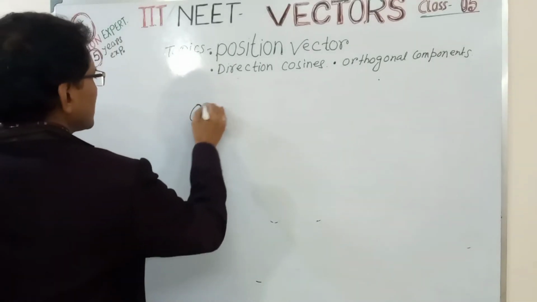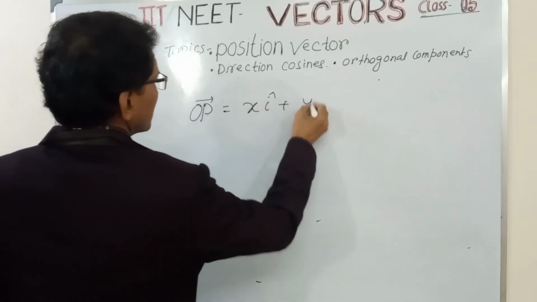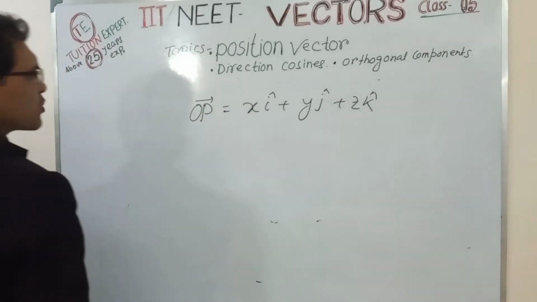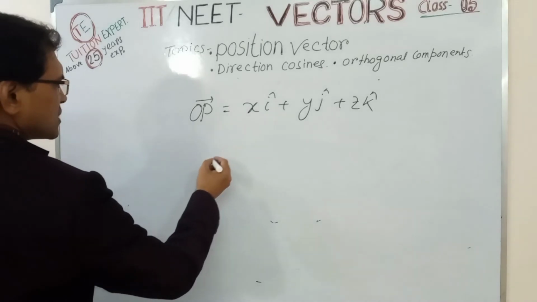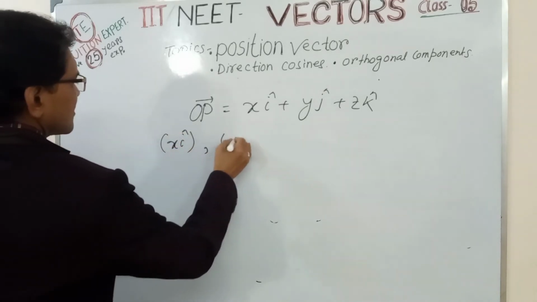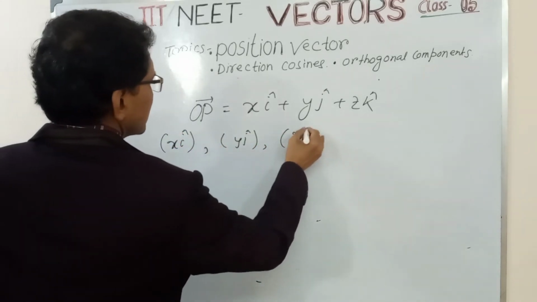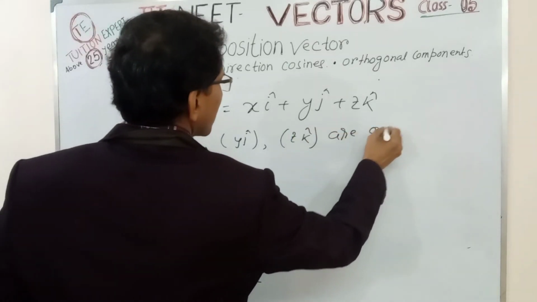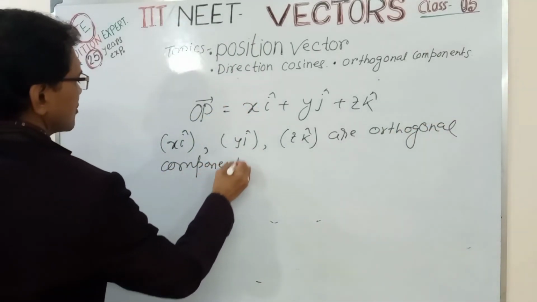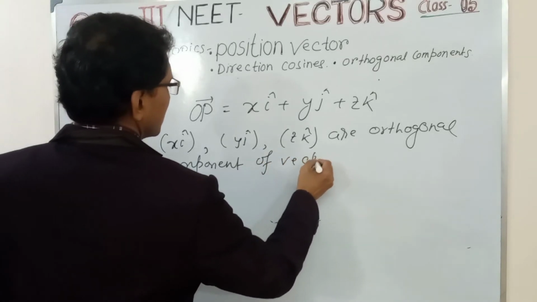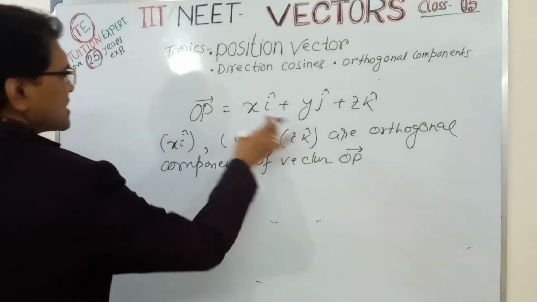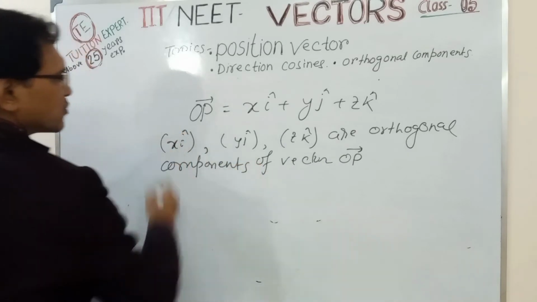So the vector OP: as i, j, k are orthogonal to each other, the x, y, z axes are orthogonal to each other, these are the orthogonal components of vector OP. Individually, these are orthogonal components of vector OP.